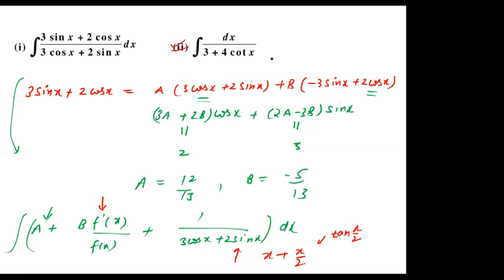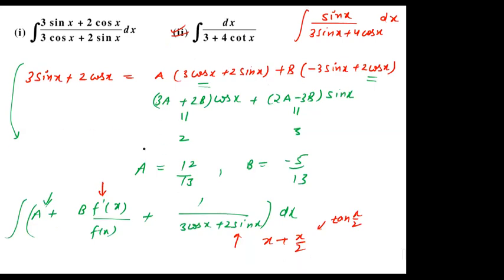The second also is similar to this, right? Convert cot x into cos x by sin x. So this will come out to be sin x upon 3 sin x plus 4 cos x, right? And then we can do it in a similar way to how we have done the first one. Fine. So you have to remember the patterns that are involved in these problems.